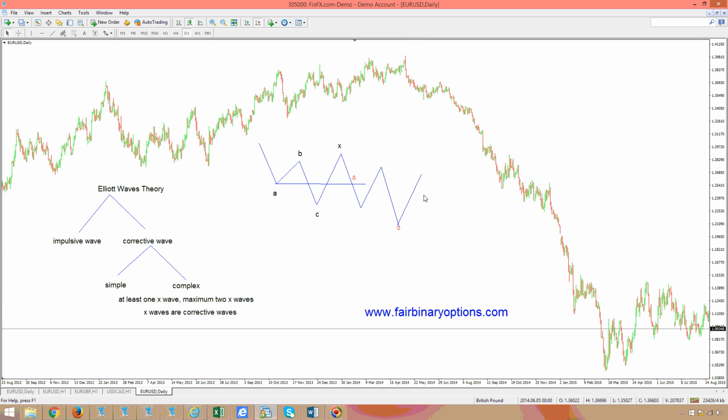Stay tuned for the second part, to try to identify a potential complex correction with a large X wave.